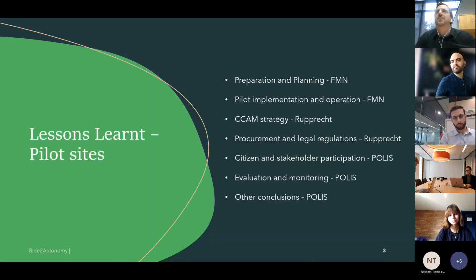Now, for the pilot sites, we're going to start with FMN. We have preparation and planning, pilot implementation and operation, and I'm going to pass over to them.